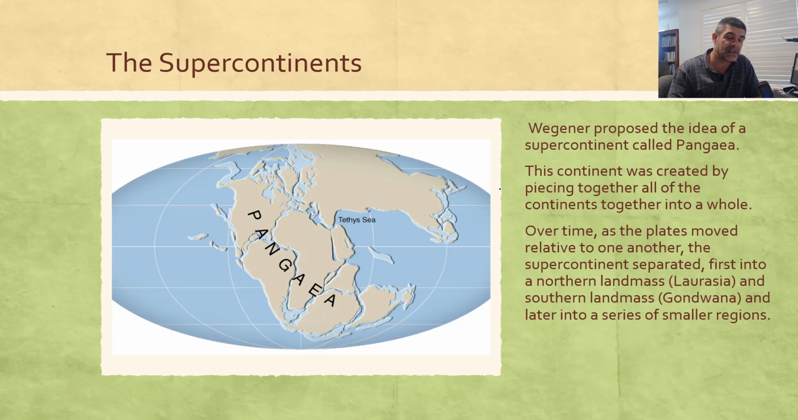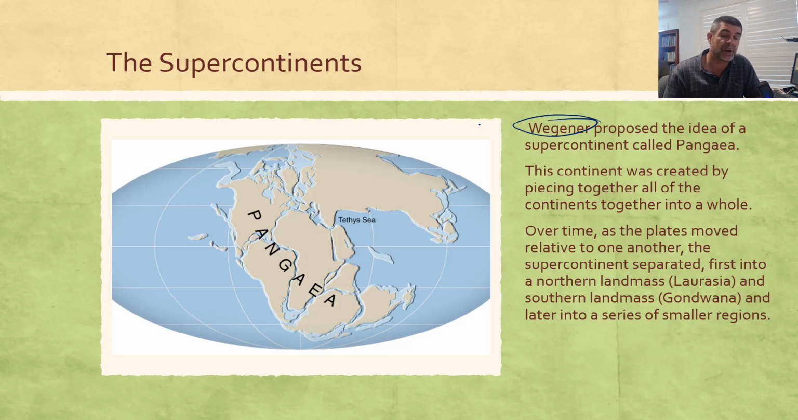Now, Pangaea is the supercontinent. It's all of the continents put together, and the idea was first proposed, as we've looked at in previous videos, by Alfred Wegener. And this occurred in the early 20th century. He extrapolated backwards in time to try and put all of the continents back together like a jigsaw puzzle, to fit all of the different pieces of the different continents together.